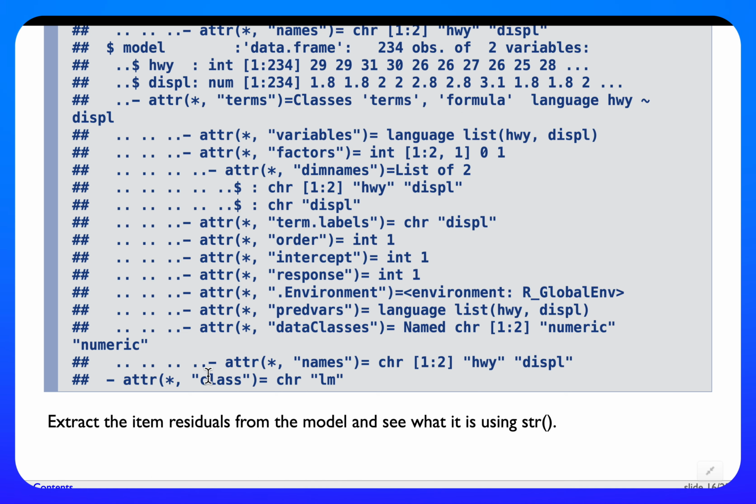So extract the residuals from the model and see what it is using str. Okay, so again, this is a task that you need to perform. Stop the video, extract the residuals from the model, and then look at the str of residuals.